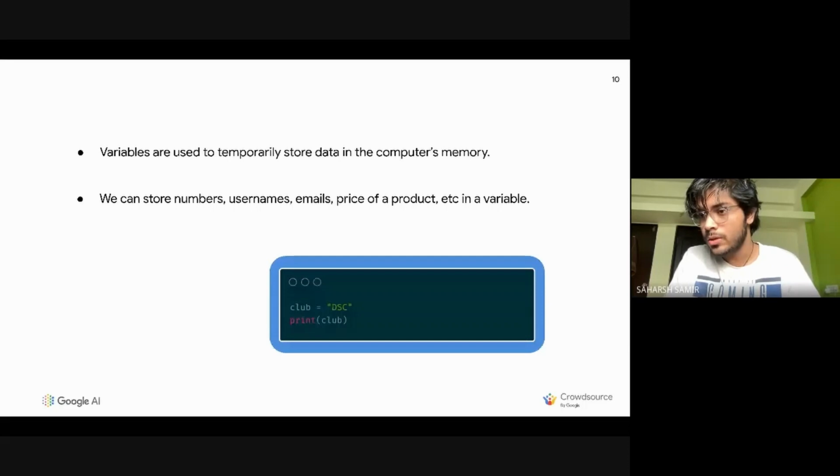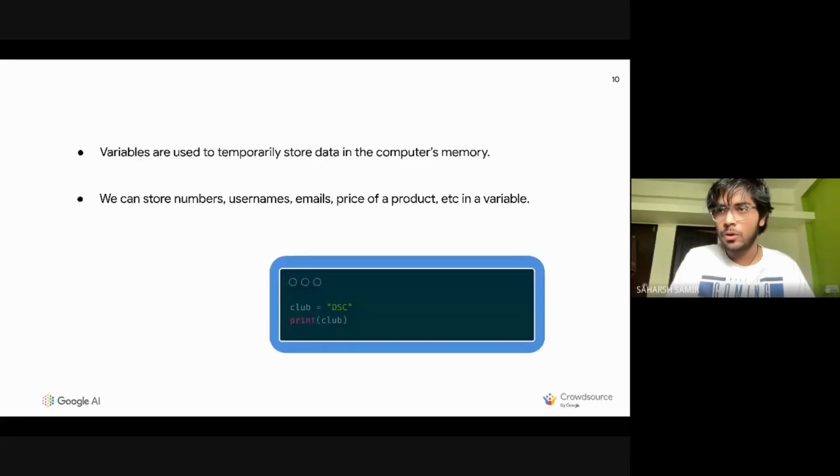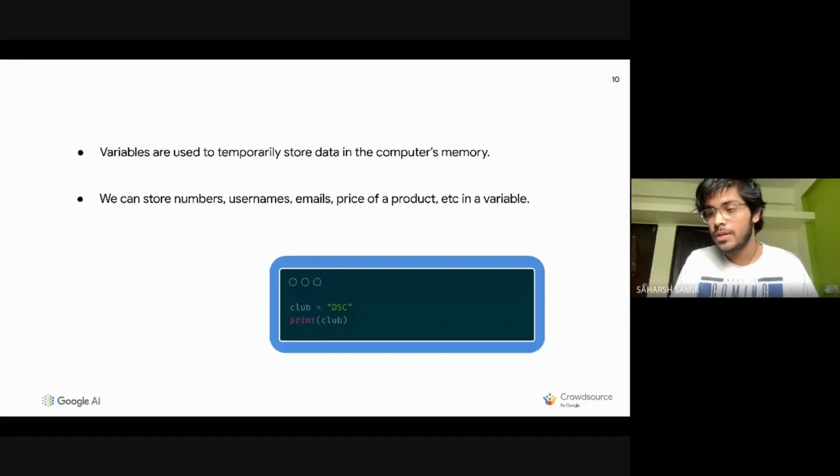There's a question: what is the data type for complex numbers? The complex number itself is a data type. So yeah, it all comes under numbers. But if you would print the type of a complex number, it would just show complex.